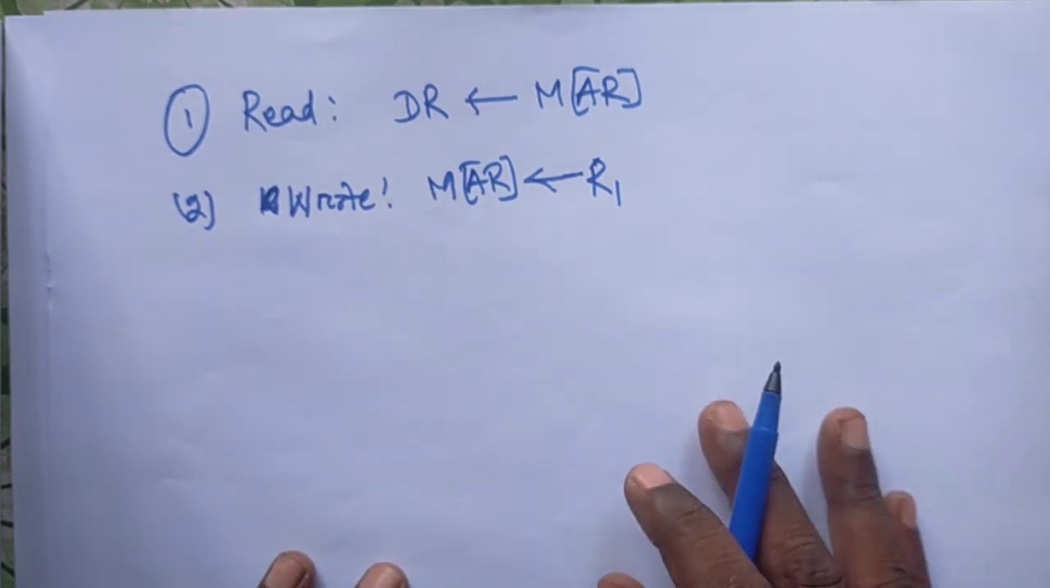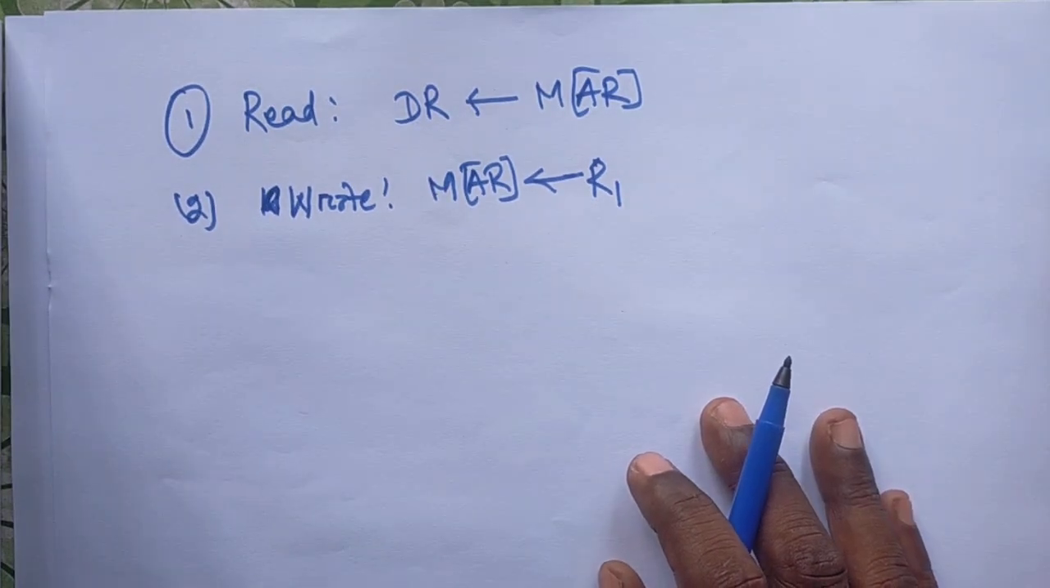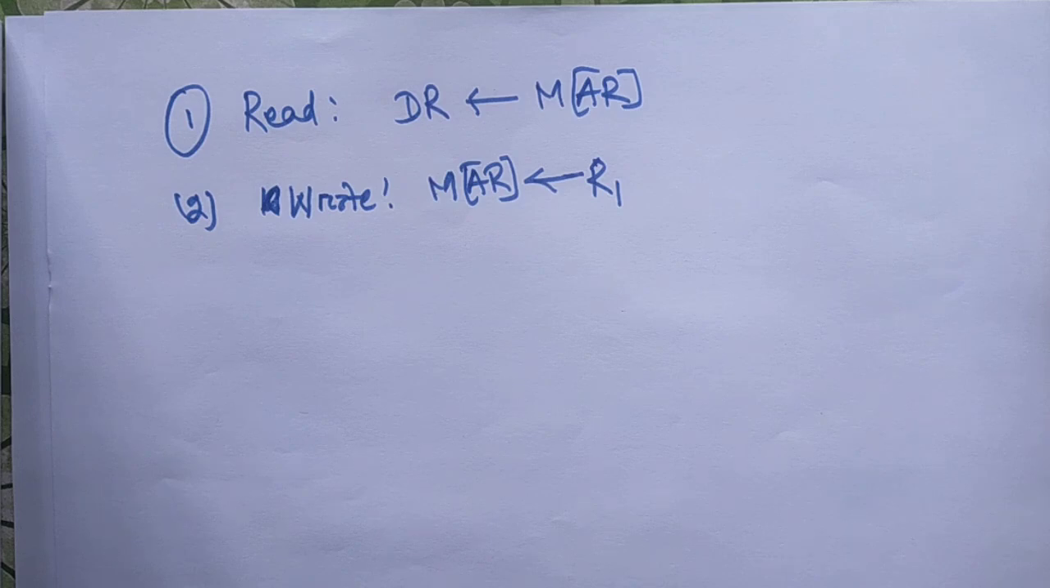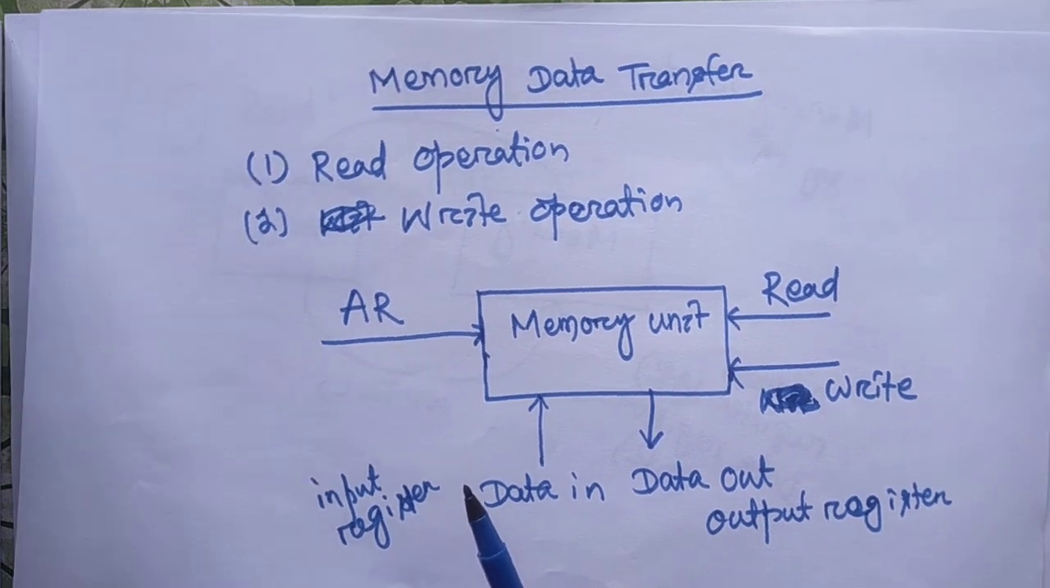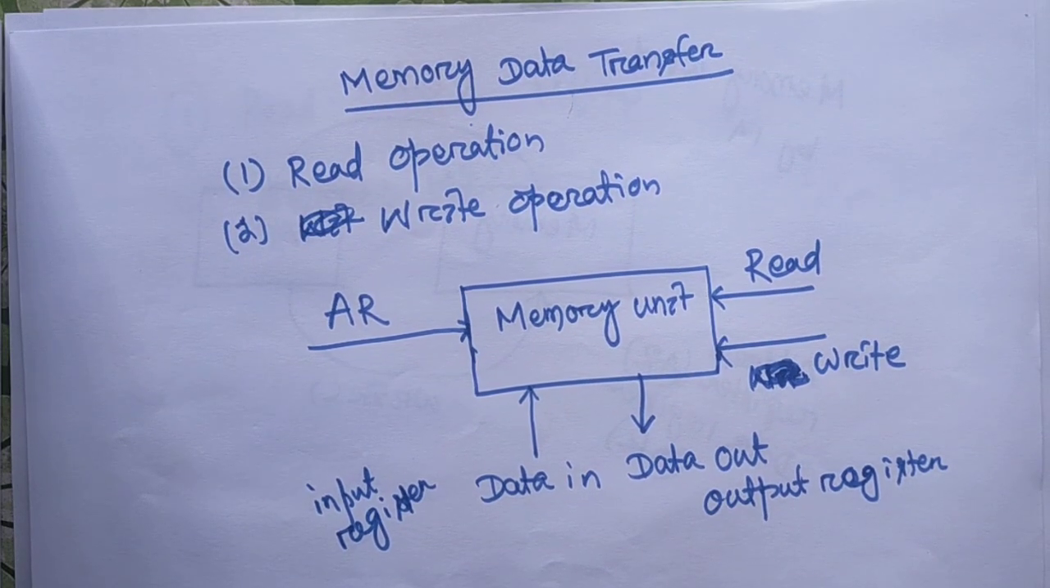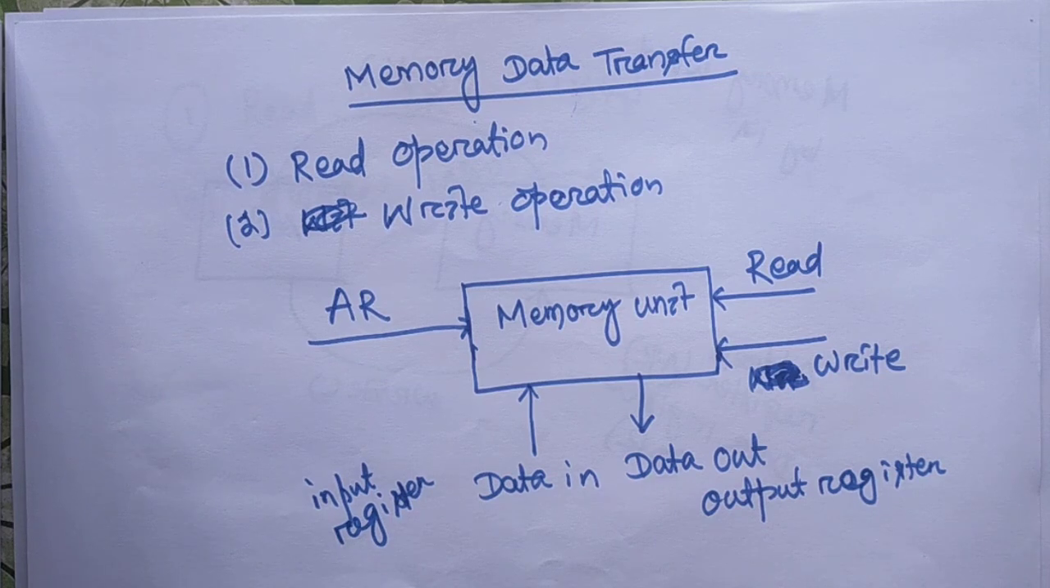This is the basic concept. In it, you see how data is transferred from memory to register or register to memory. So this is the basic concept of memory data transfer. I think all of you understand this topic. It is a very simple concept, simple logic. I explained it, and I hope all of you understand this topic.